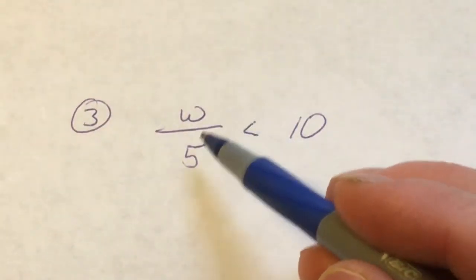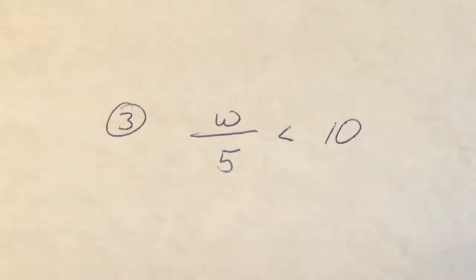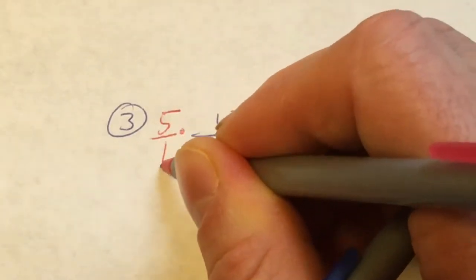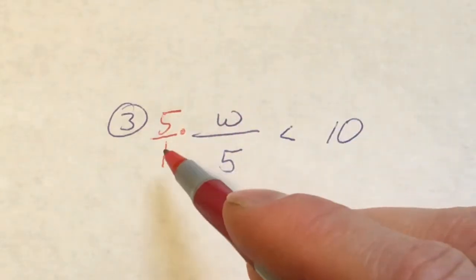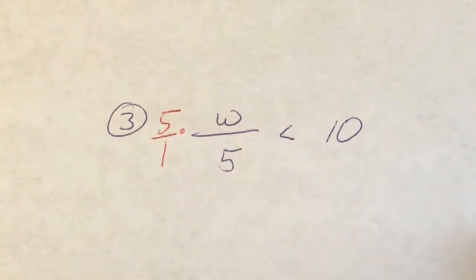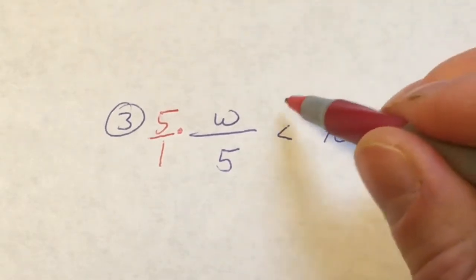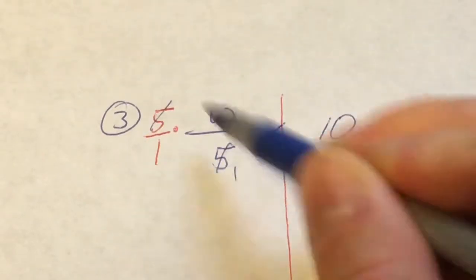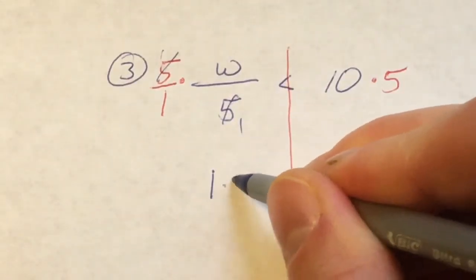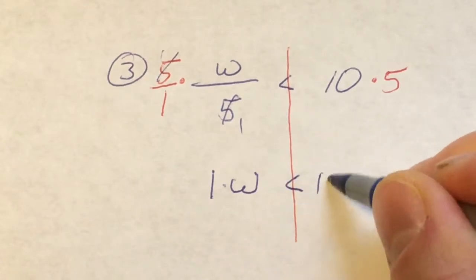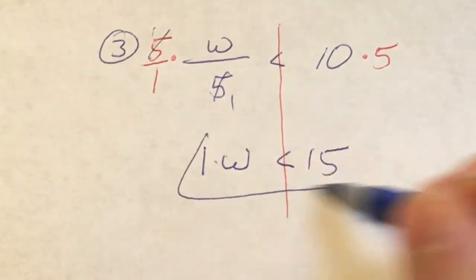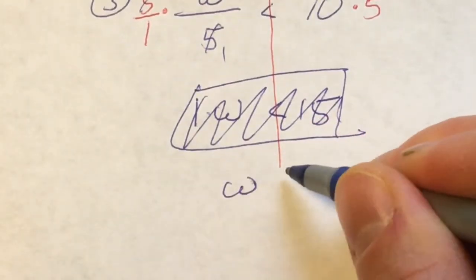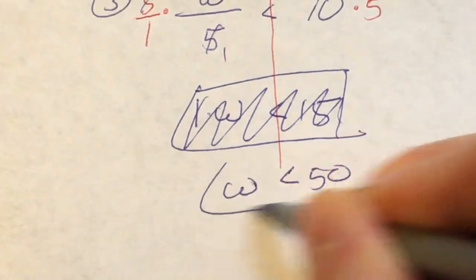A couple other practice problems. Here we go. W over 5 is less than 10. Well, W is being divided by 5, so to undo that, I'm going to multiply by 5. I'm going to put it 5 over 1 because I'm dealing with fractions on this side. Over here, I'm just going to write it as regular 5. Simplify before you multiply. The 5's become 1's. So over here, I'm left with just 1y is less than 50. Did I say y? W. W is less than, making mistakes all over. W is less than 50, like that.